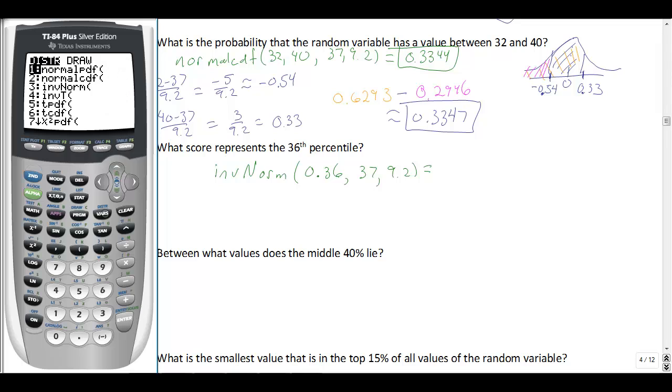So I do second distribution, invert norm, 0.36. I'm looking for the 36th percentile. Mean is 37, standard deviation is 9.2. Spit out 33.70.